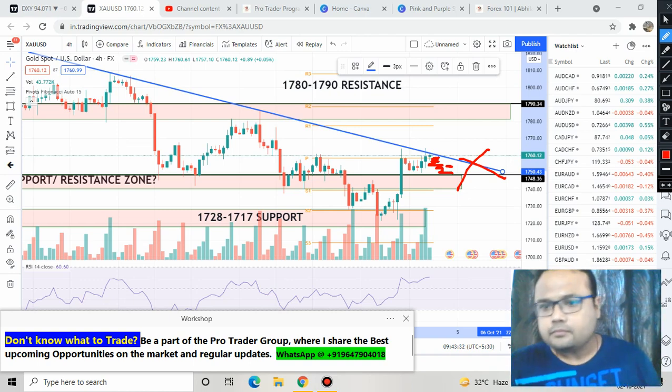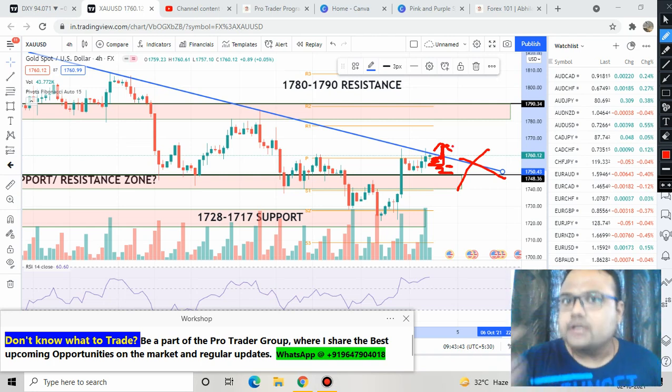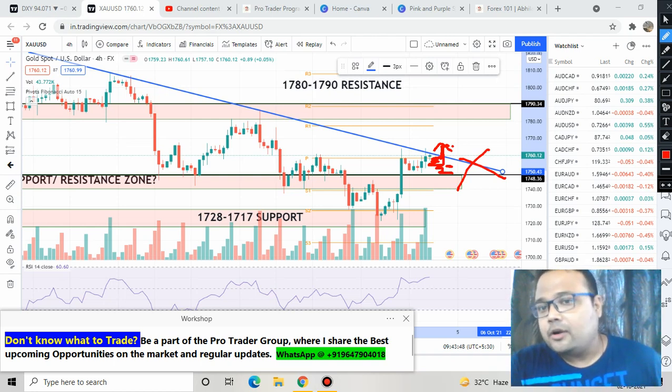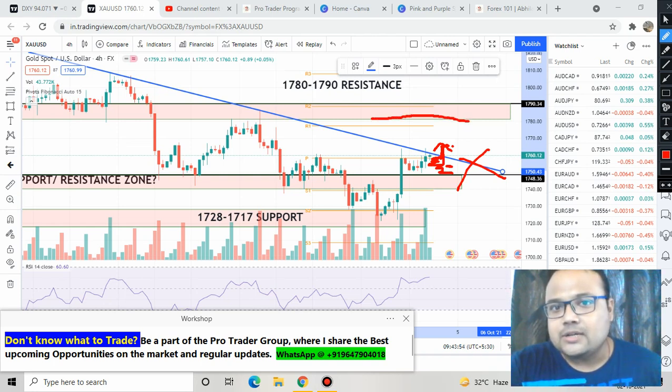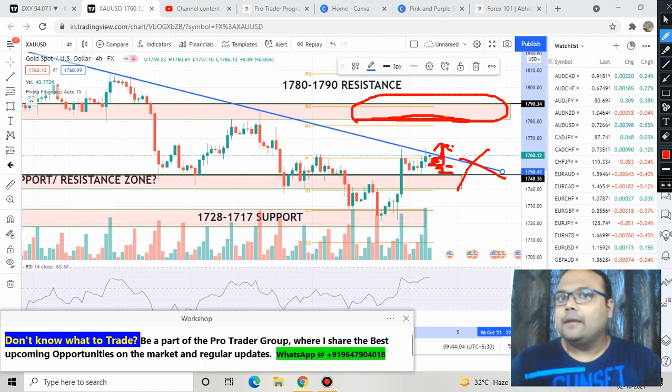So if the market breaks this trend line and goes up on Monday, then you can initiate a buy order. Just keep in mind, if you buy here, your ultimate target for gold will be 1780. This is your ultimate target on gold, because this level is the resistance for the market. Clear? So if the market breaks or starts trading above this trend line with a big, good candle, then you can initiate a buy, but your target level will be this.